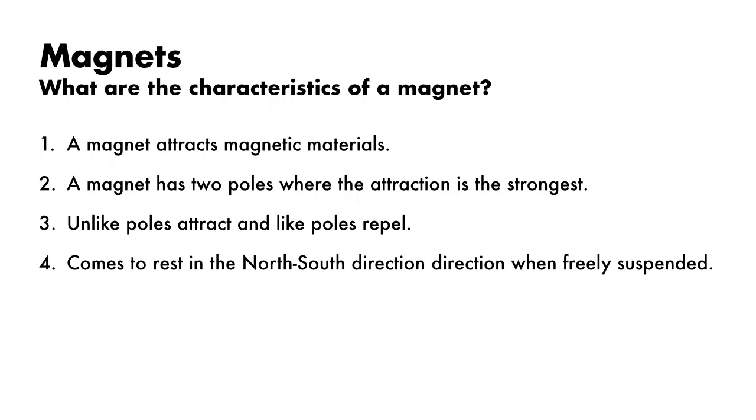So what do we learn about the characteristics of a magnet? We know that a magnet attracts magnetic materials, right? First. Second, we know that a magnet has two poles where attraction is the strongest, the north and the south pole. Then the third thing that we learned is unlike poles attract, north and south attract. Then like poles repel. North and north repel, south and south poles repel each other. And number four, when a magnet is freely suspended, it comes to rest in the north-south direction. Why? Because it interacts with the Earth's magnetic field, and the Earth itself is a big giant magnet. Okay?